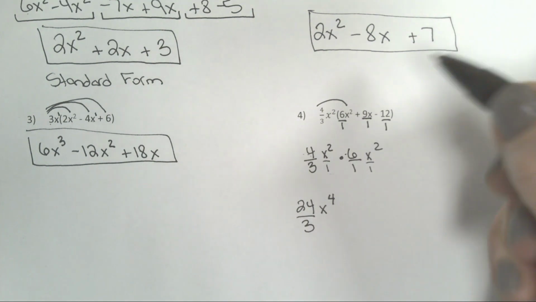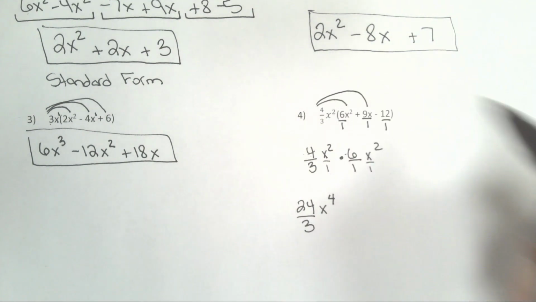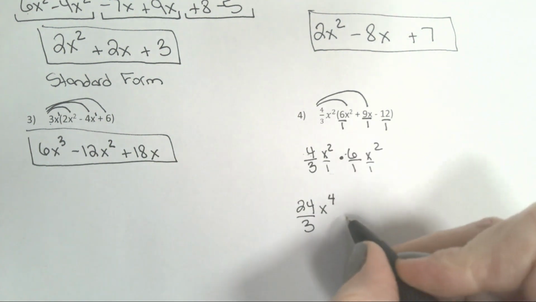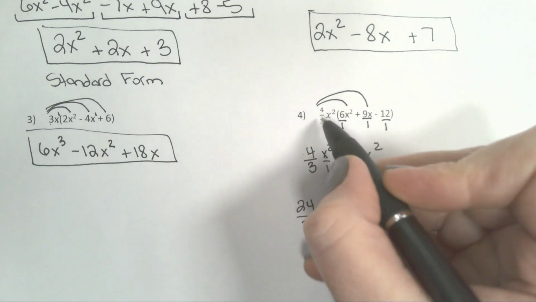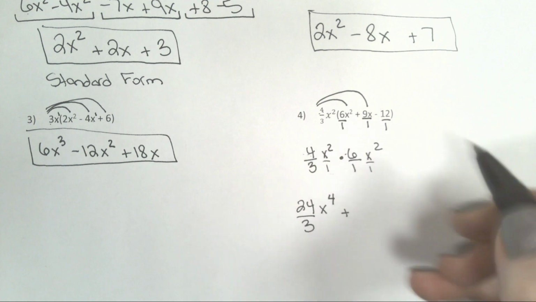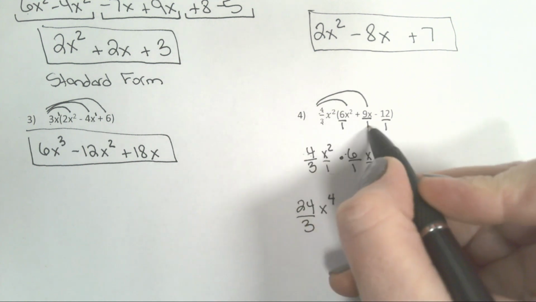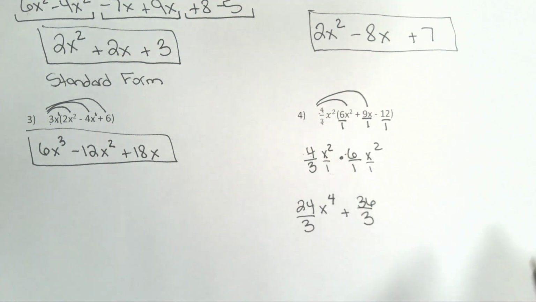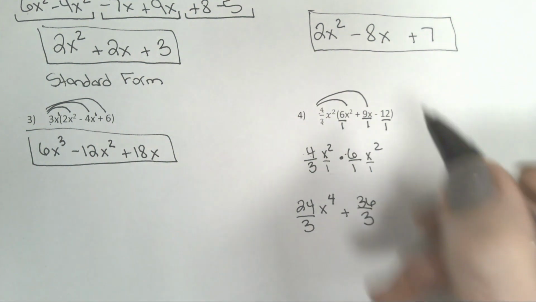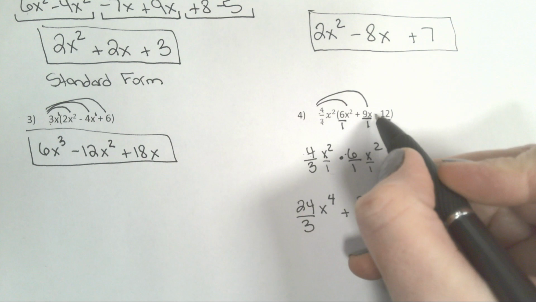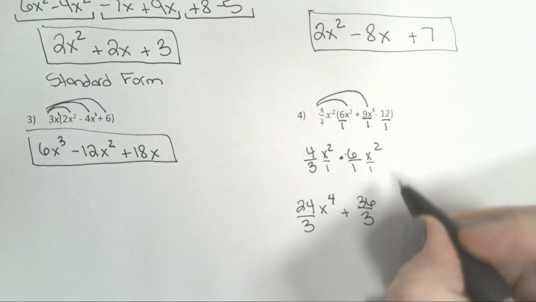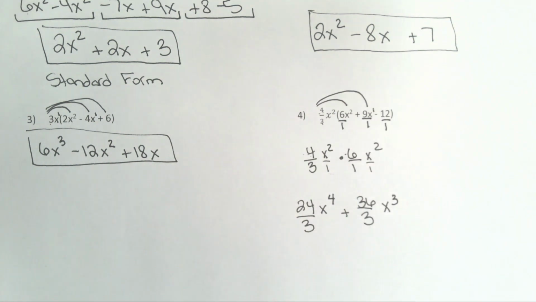All right, so I have 4/3 times 9. So multiply your numerators. 4 times 9 is 36. And then I would just multiply my denominators. 3 times 1 is 3. And then I would multiply my variables next. X to the second times x to the first. Add those and you get x to the third.